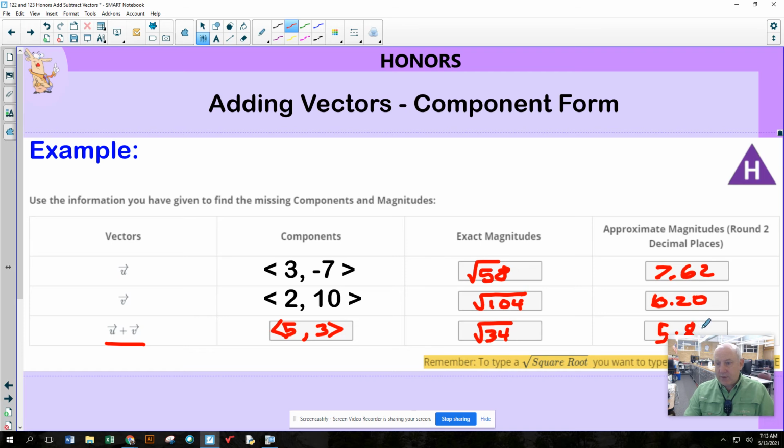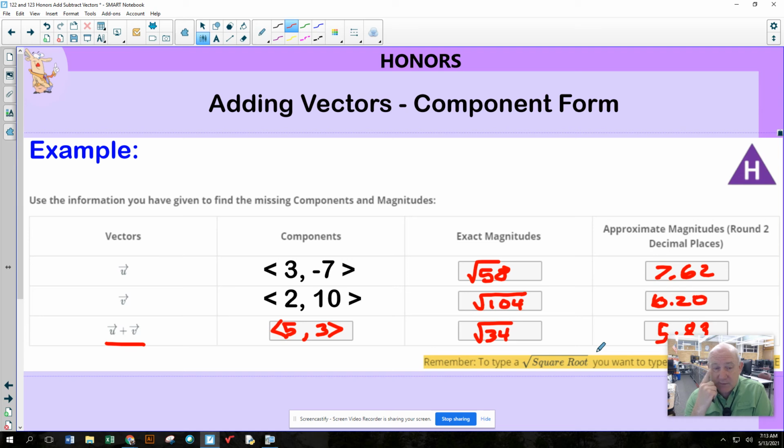So one thing that we noticed is that if we just go through and add the approximate magnitudes together, it doesn't necessarily equal the total magnitude of the resultant vector. So we need to be careful with that.